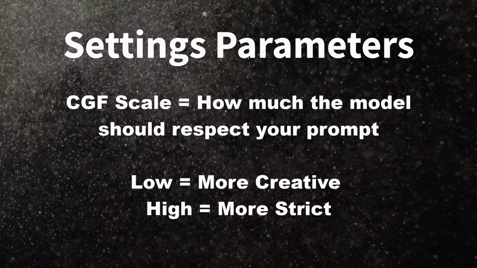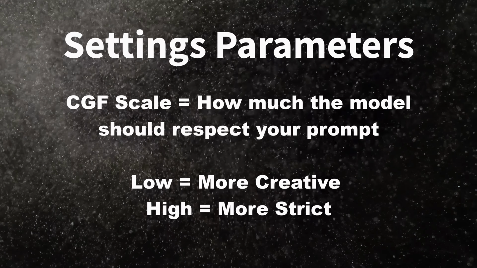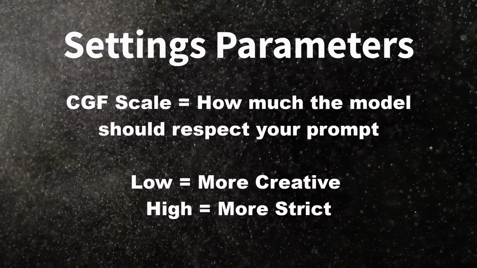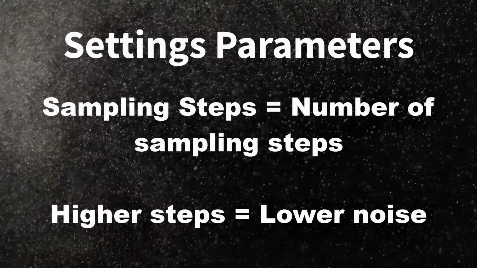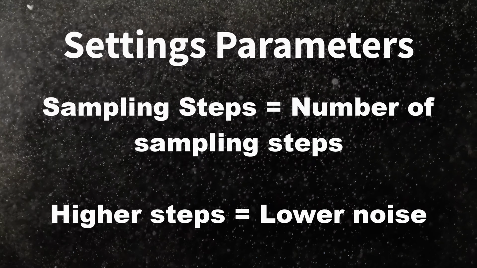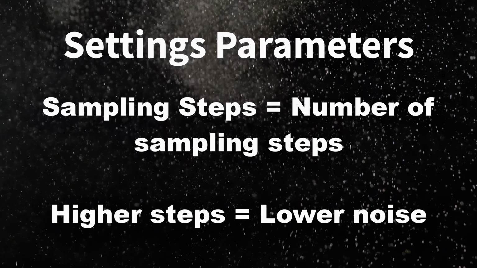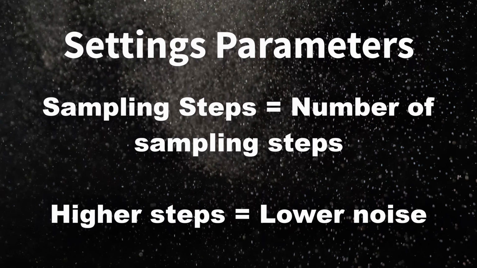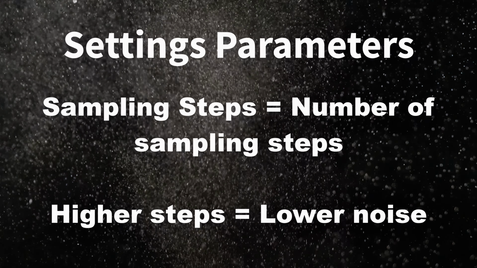CFG scale or classifier free guidance scale is a parameter to control how much the model should respect your prompt. Sampling step. As the sampling step increases, the quality of the image generally gets better. Typically, this improvement is noticeable after taking around 20 steps. However, even as you move to higher values, the image may undergo subtle changes and become different, but this does not always mean that its quality will be better.